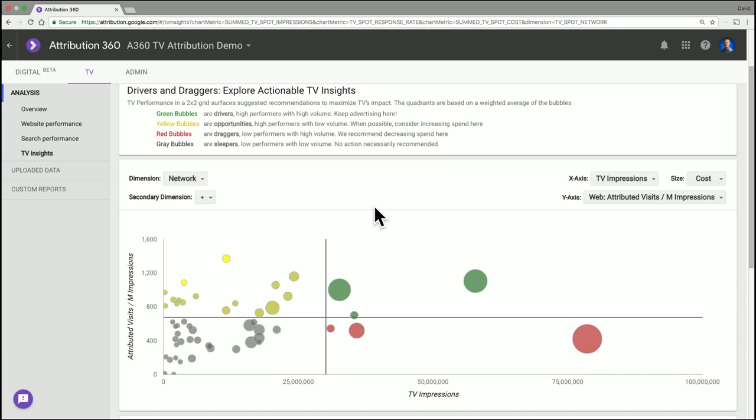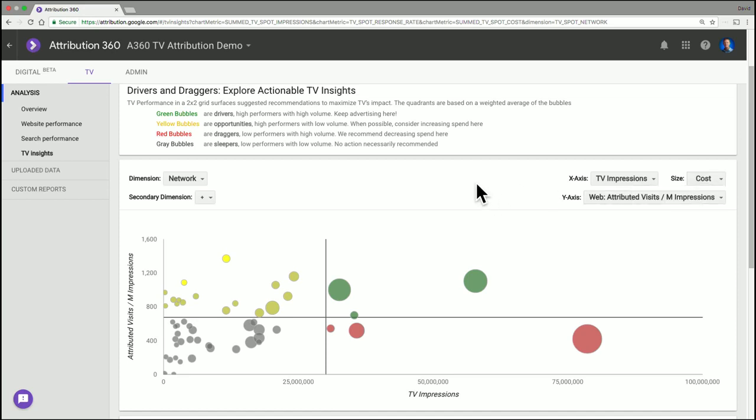But in this report, what we're looking at is a two-dimensional visualization of that data. The x-axis right here is a volume metric. Right now it's TV impressions, but I can select either number of impressions, the number of spots, or the spend on those networks. So let's keep it with TV impressions. The y-axis right now is set to the attributed visits per million impressions, or the response rate, and again, I can change that to a performance metric. I can look at either website or search performance metrics. The size of the bubbles is right now set to be the cost, but I can again change that to the number of impressions or the number of spots.